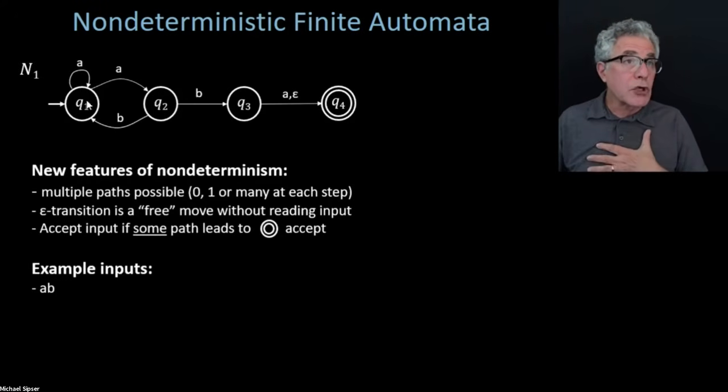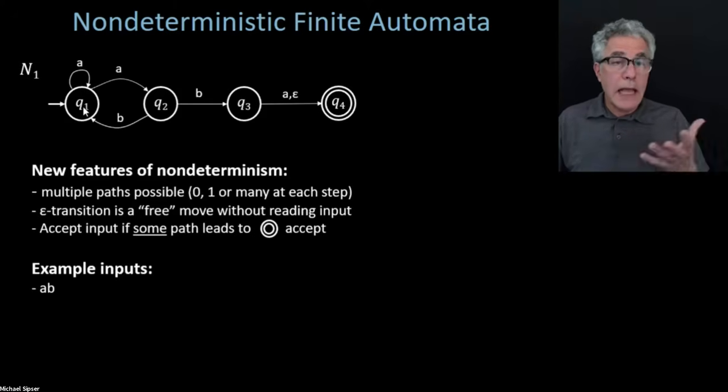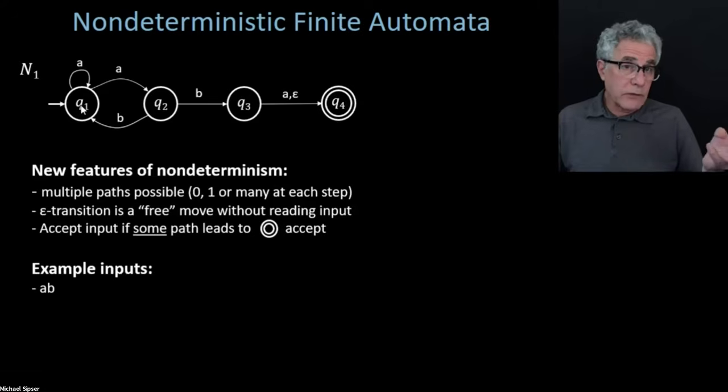So the machine could be in Q1 and Q2 after reading an A. Now we apply a B. Well, Q1 on a B goes nowhere. So you think of that branch, if you will, of the computation as just dying off. It has nowhere to go. It just vanishes.